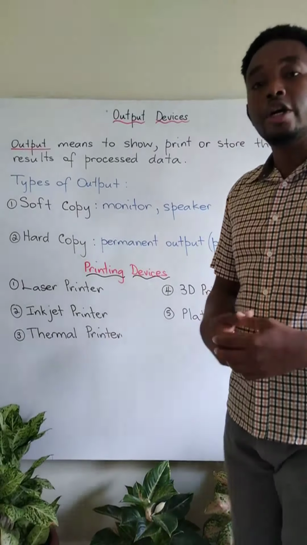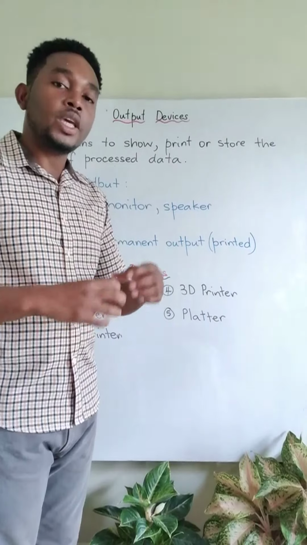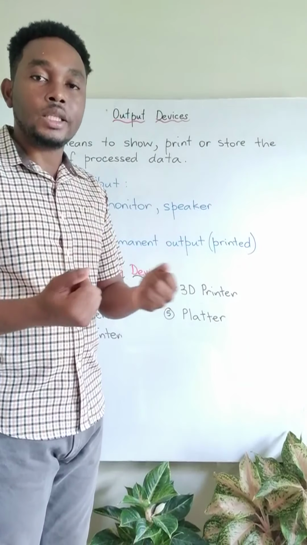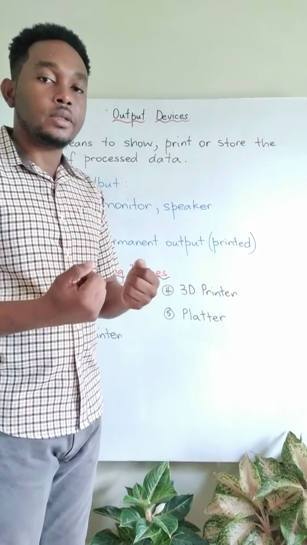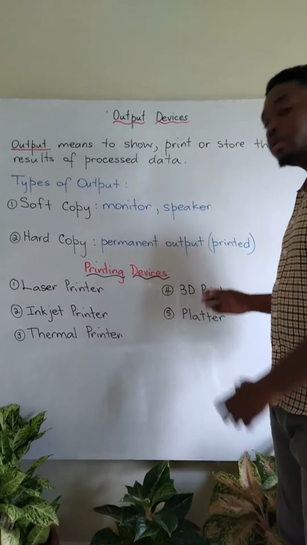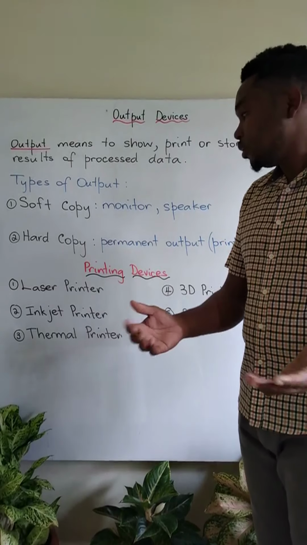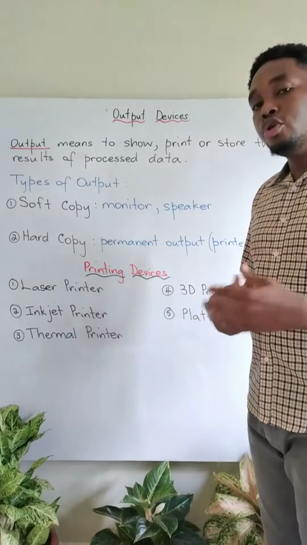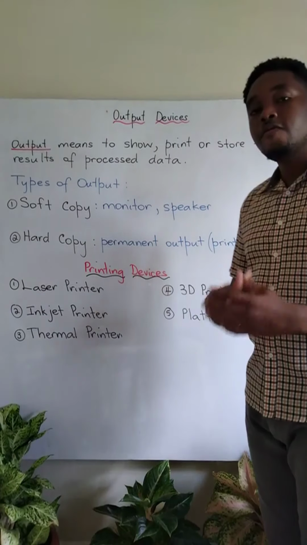So soft copy in its entirety means that you cannot physically touch or hold that data in your hand, right? So we have other devices now that are going to produce hard copy information. Hard copy is going to be in a permanent form. Output, so it's going to be printed. So we could look at devices that produce printed forms.